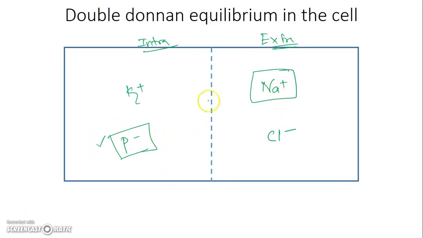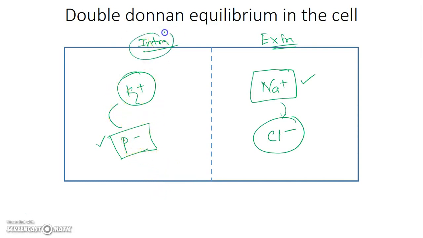So there are two impermeable ions on both sides. This is going to retain all the potassium in this compartment itself, and sodium is going to retain all the chloride in its compartment. So potassium and phosphate are highly concentrated in the intracellular compartment, and sodium and chloride are concentrated in the extracellular compartment. Now these two are not permeable.